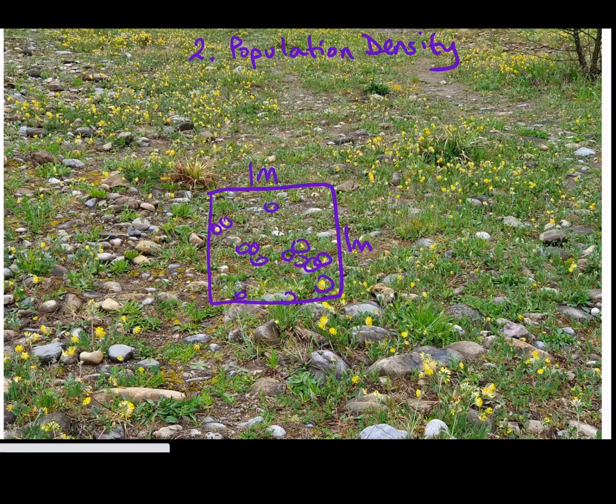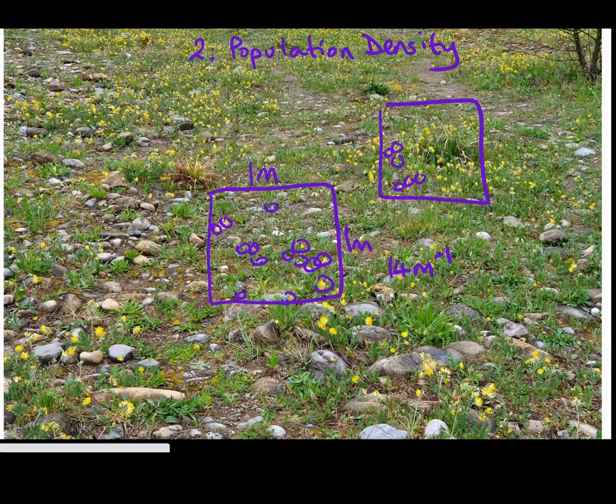1, 2, 3, 4, 5, 6, 7, 8, 9, 10, 11, 12, 13, 14. So the density is 14 per meter squared. Okay, and that's the population density. And then when you're comparing areas, I'm not going to count these, but you can see that there's many more, and so you'd have a much higher density.